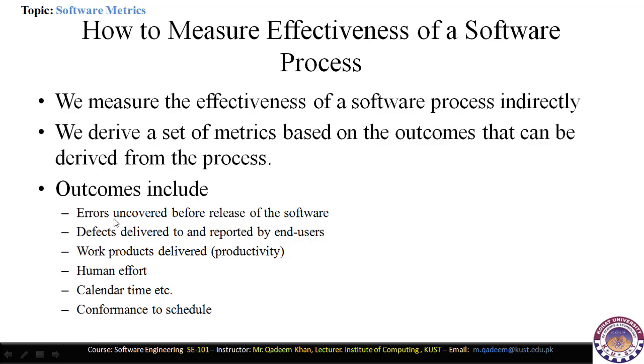So this is one of the outputs of the process: all the errors identified before the release of the software to the customer. And secondly, defects delivered to and reported by the end user. So after the delivery of the software to the end users, we get a list of the defects that he or she has identified while using the software. And the work products delivered, that means the productivity, how many programs or software have been completed by the particular organization, and the organization will be the developing organization.